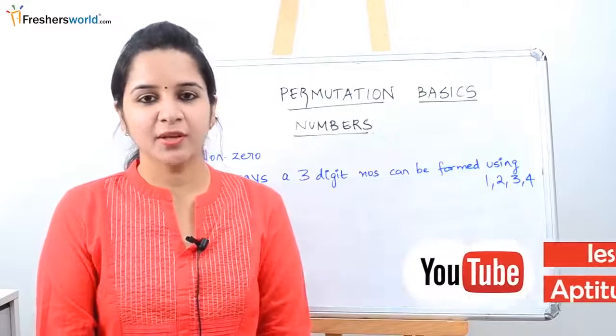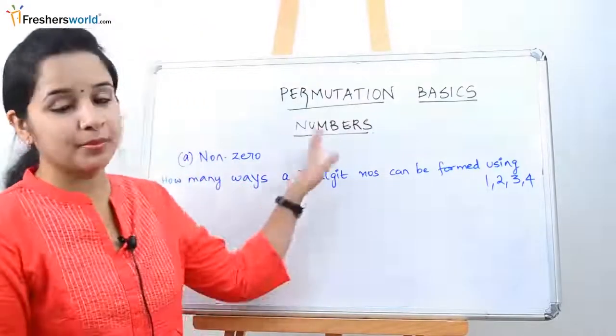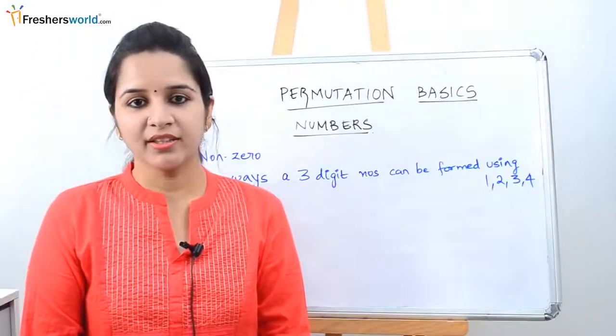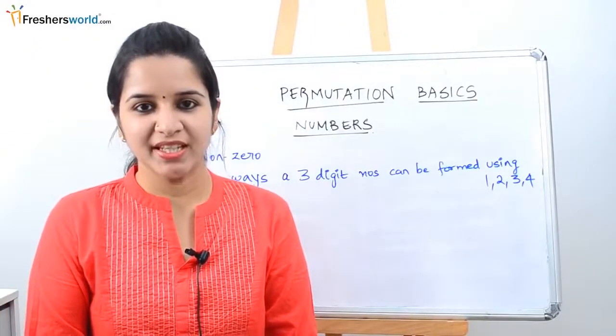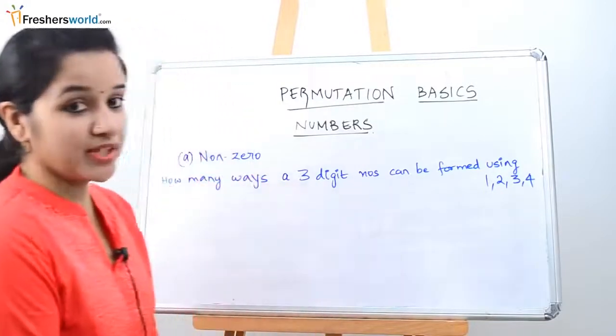In continuation with our permutation basics, now we are dealing with the topic permutation numbers. As I've told earlier, there are two types of concept you will see in permutation numbers. First, we are dealing with the non-zero type. So let's go into the question.